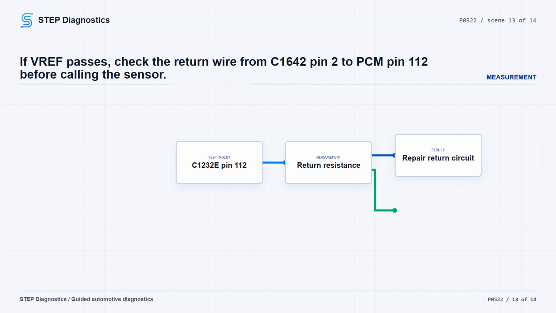If VREF passes, check the return circuit by measuring resistance between C1642 pin 2 and PCM connector C1232E pin 112. It should be less than 3 ohms. If it is not, repair the return circuit. If the return circuit passes, install a new engine oil pressure sensor, clear the codes, and test the system for normal operation. If the low engine oil pressure warning is still always on, pause and recheck the diagnostic path rather than jumping to an unsupported repair.